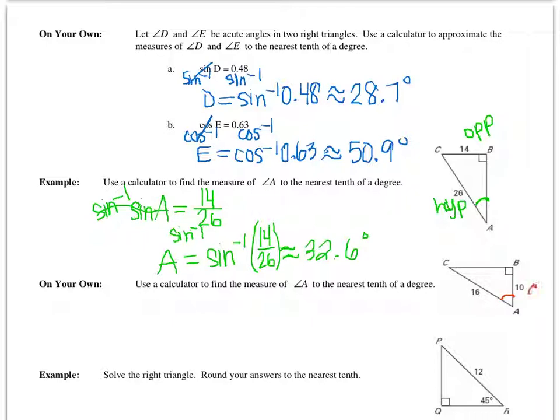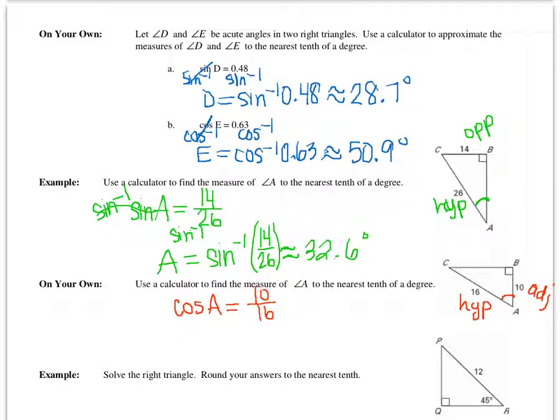Right next to angle A, this is my adjacent, and that's 10. And my hypotenuse here is 16. I don't know my opposite, so I'm not going to use it. And if you ask what uses adjacent and hypotenuse, well, that's cosine. So we can say the cosine of our angle A equals adjacent over hypotenuse.